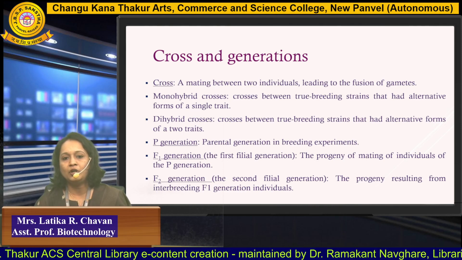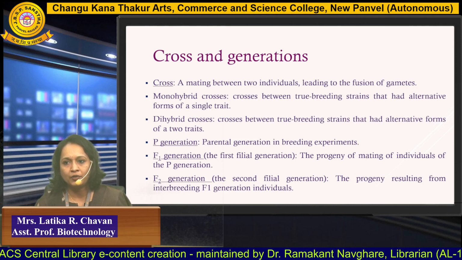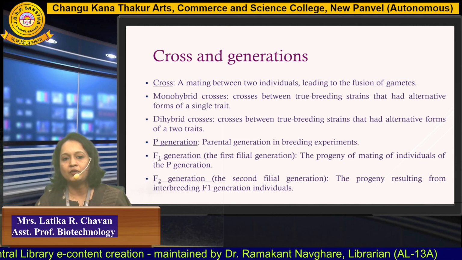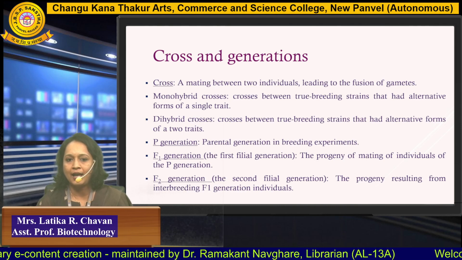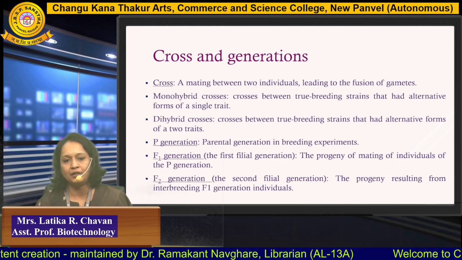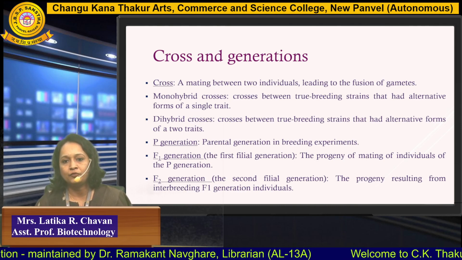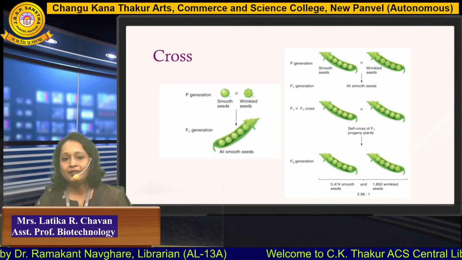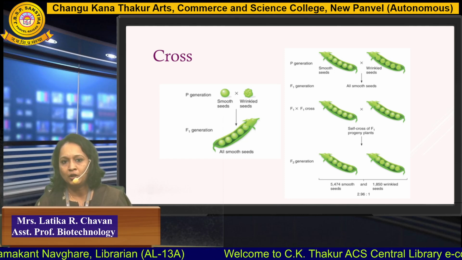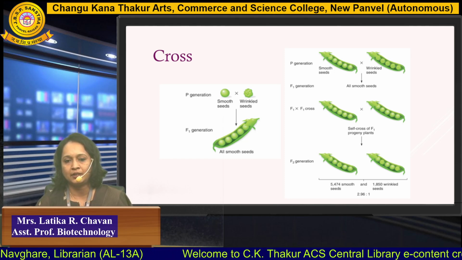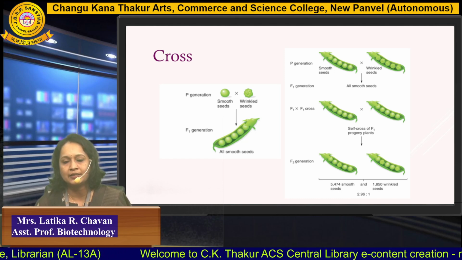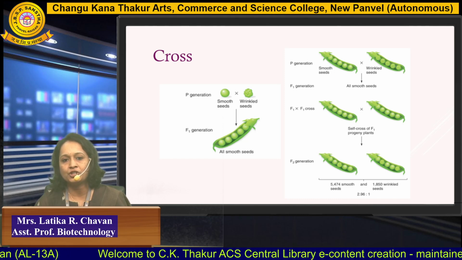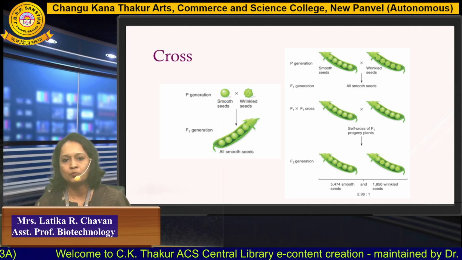And if you do a crossing over between F1 and F1, or maybe a crossing over between a recessive parent and the parental one, then you will get an F2 generation, that is called the second filial generation. These are the ways by which we can show a cross, that is, a smooth seeded plant is crossed with a wrinkled seeded plant, and the F1 generation will be produced, which is having smooth seeds.